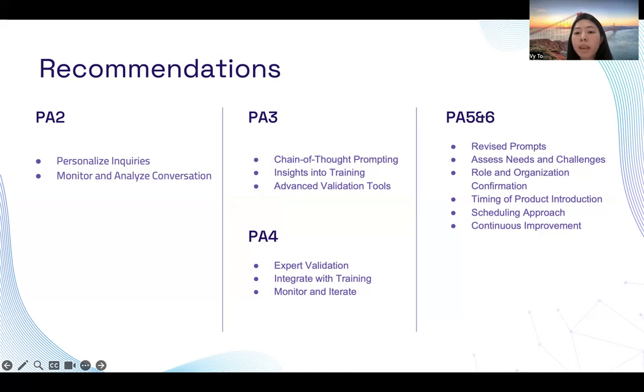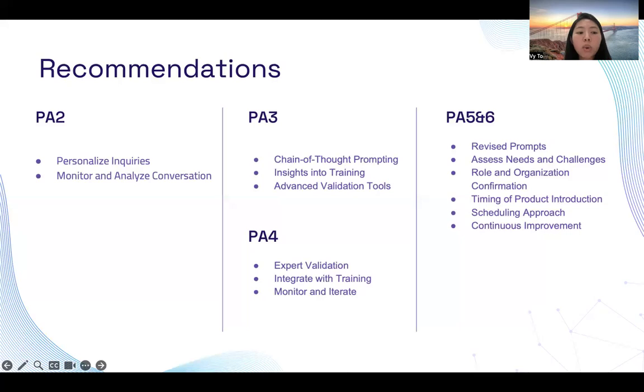And then for our PA5 and 6 recommendations, firstly, we want to understand the prompt better by revising it. By revising the prompt, we can enhance the classification accuracy, and then we can thoroughly assess the data to see if there is anything that needs to be focused on. And then next is the role orientation confirmation. This is one of the things we also want to highlight, because understanding the role and organization early on is beneficial for us to navigate the data later on.